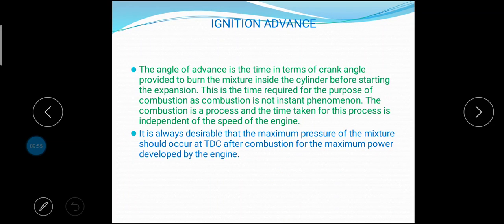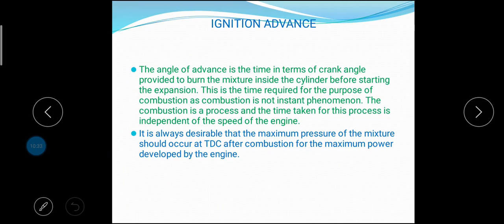Next, ignition advance. The angle of advance is the time in terms of crank angle provided to burn the mixture inside the cylinder before starting the expansion. This is the time required for the purpose of combustion, as combustion is not an instant phenomenon. The combustion is a process and the time taken for this process is independent of the speed of the engine. It is always desirable that the maximum pressure of the mixture should occur at top dead center after combustion for the maximum power developed by the engine.